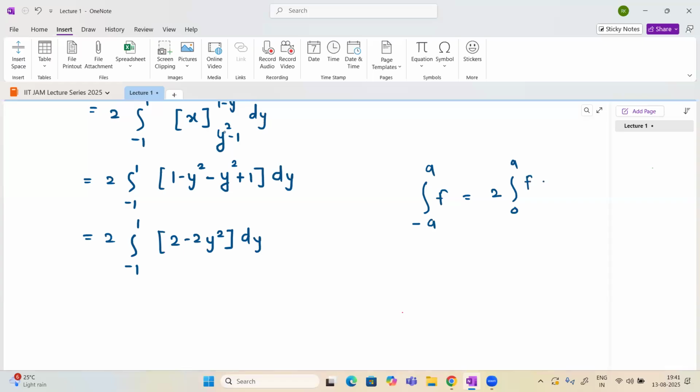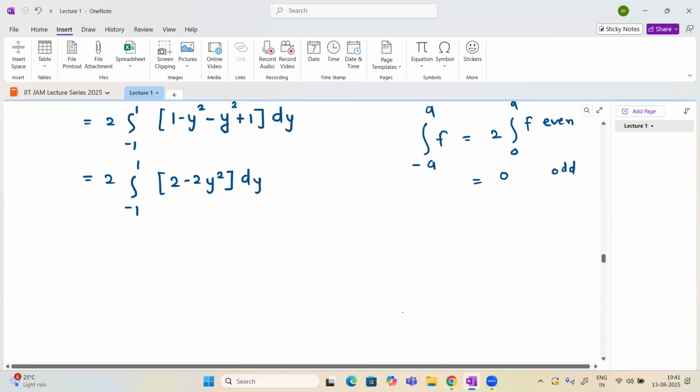This technique is applicable if the function is even. And if the function is odd, the integral is equal to 0. Fortunately, if the given function is odd, it will save your time and you can directly write 0. So that's why I always check.